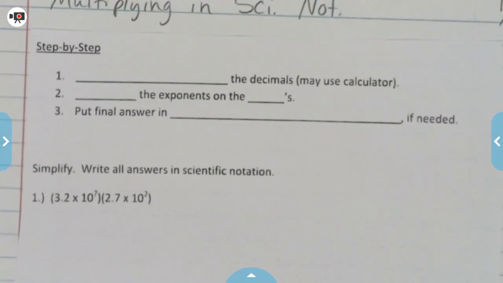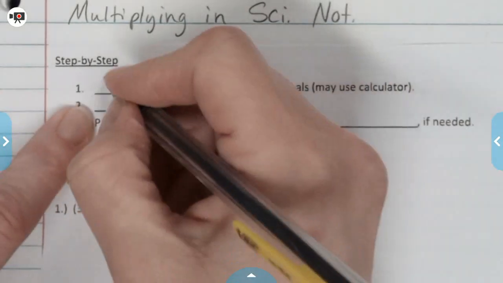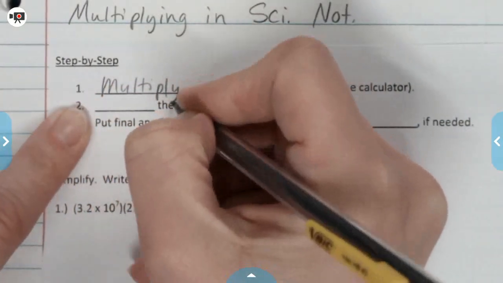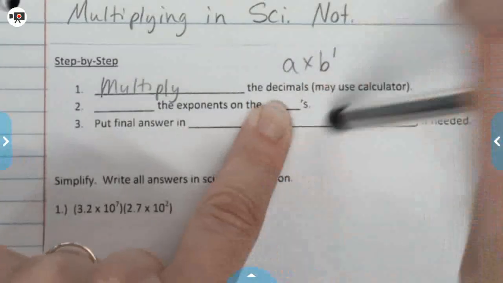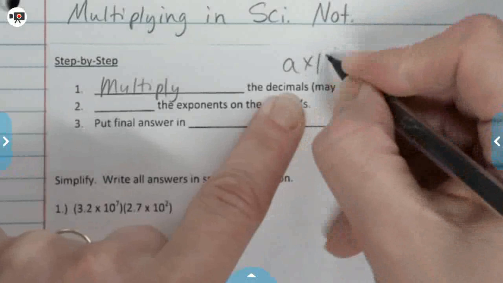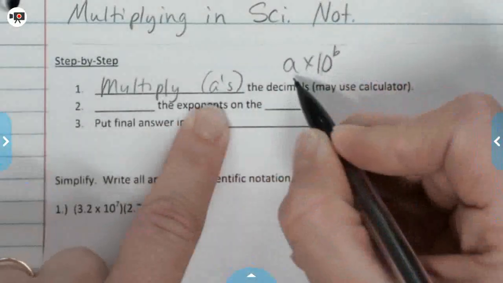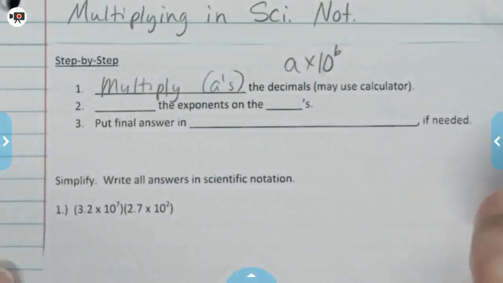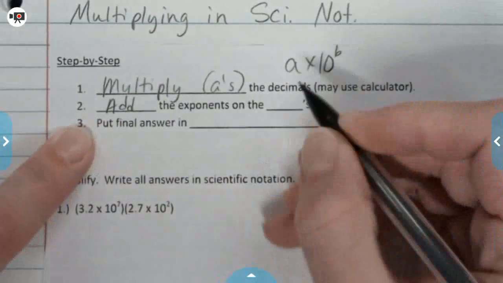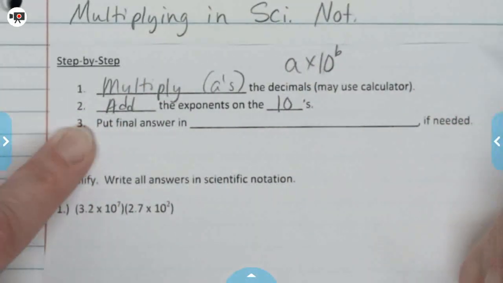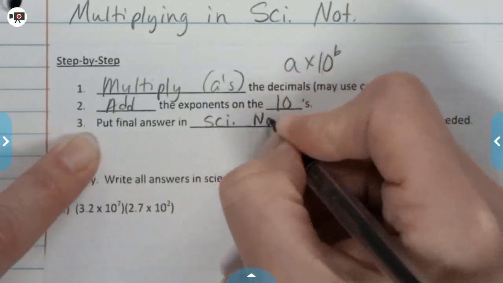Okay, so we are looking at multiplying numbers in scientific notation. Our first step is to multiply the decimals. In the format A times 10 to the B, we're going to multiply the A's, whatever is in front of the scientific notation. And then we add the exponents on the tens, because that's just how our power rules go. And then put the final answer in scientific notation if needed.